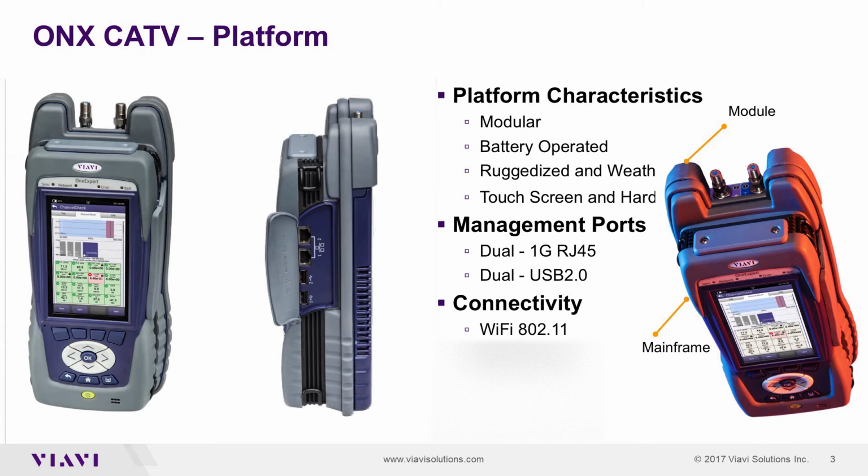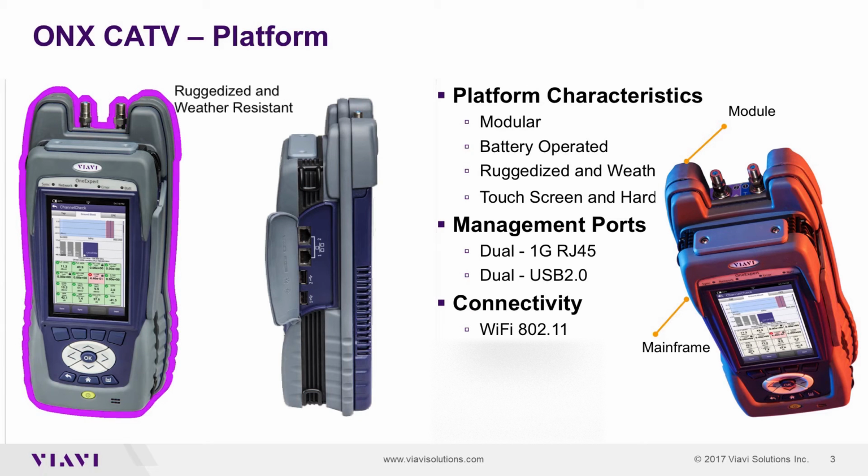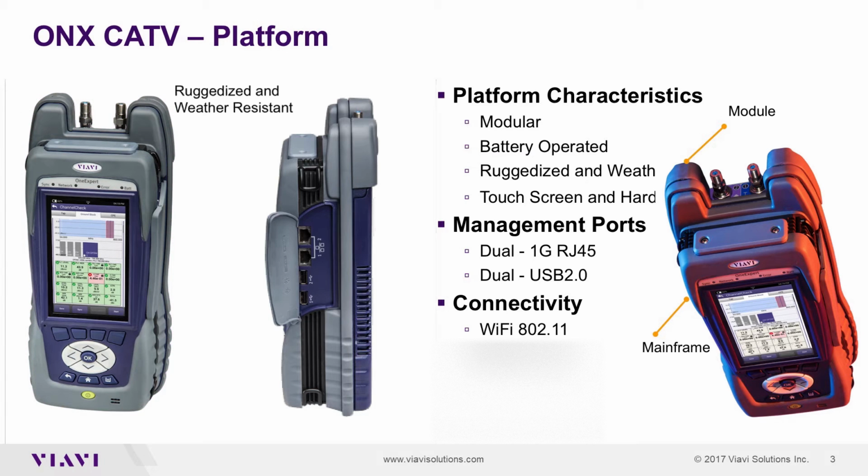The ONX is ruggedized and hardened for outdoor use. Rubber bumpers and protection outline the complete meter, providing for protection of the unit in real-world operating conditions. Lastly, the meter supports both the touchscreen and hard keys for navigating, setting up, and viewing results on the ONX.